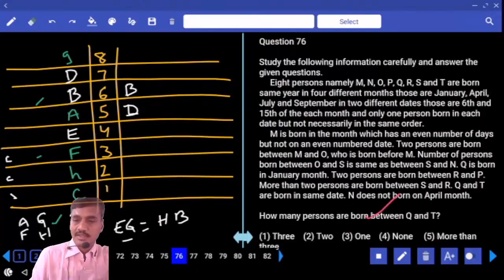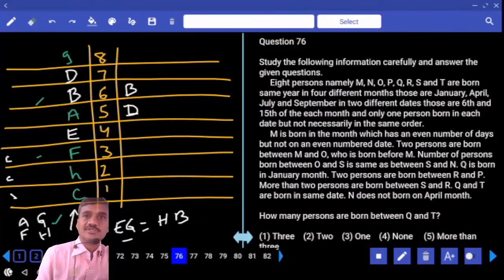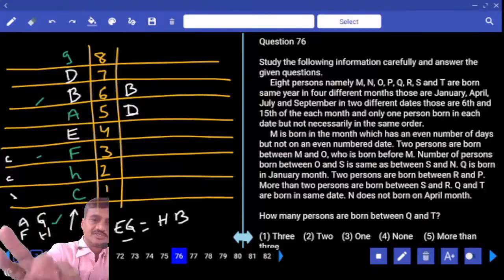Done with this? Then 76 to 80. First priority or second priority? First priority itself. As of now we have already left 5 questions, so obviously the remaining must be the first priority.